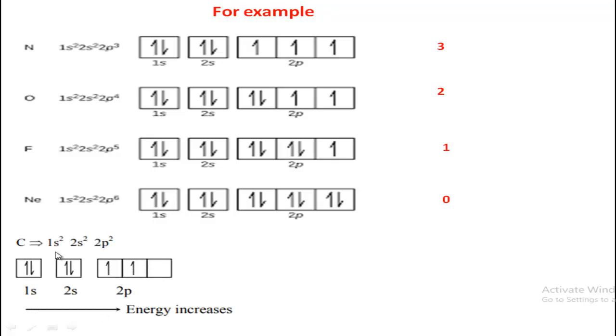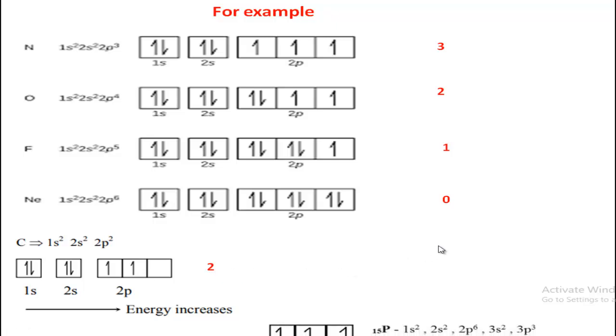Now follow more examples. Carbon. Electronic configuration 1s², 2s², 2p². So each electron enters at first clockwise in px and py. For this, the number of unpaired electrons will be 2 and valency will also be 2.